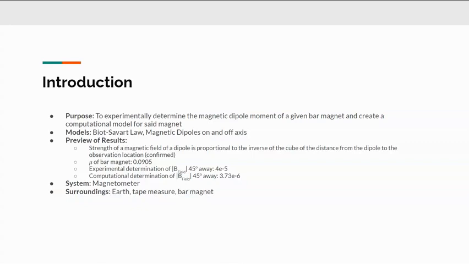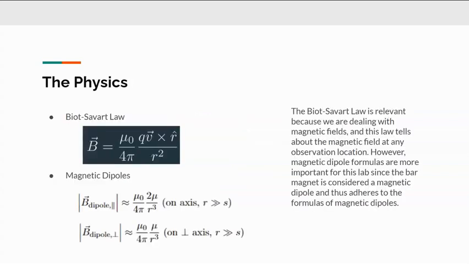And experimentally, I determined the magnetic field to be 4 times 10 to the minus 5 Teslas, at 45 degrees north of east. And computationally, the same concept was around 3.73 times 10 to the minus 6 Teslas. My system was the magnetometer, and the surroundings were the rest of the phone, the Earth, the tape measure, and the bar magnet. The physics behind this is the Biot-Savart law, of course, because we're dealing with magnetic fields. Though the magnetic dipole equations given below are derived from what's shown above, and that's what we use to determine the magnetic field at the locations on and off the axis.